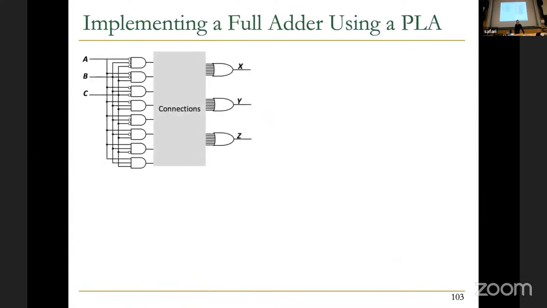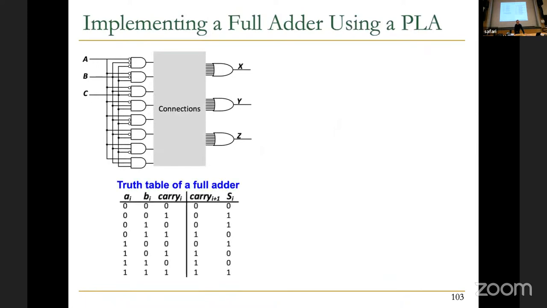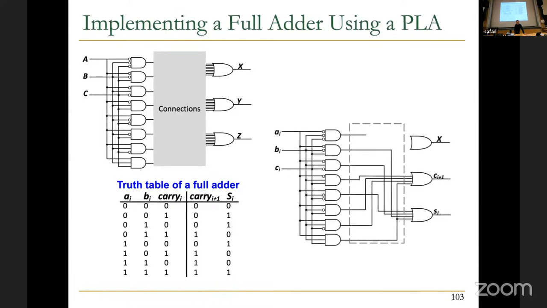I want to actually go to this example. So this was our PLA. How do we implement a full adder with this? Let's take a look at the truth table of a full adder. This is what we constructed earlier. Basically, you need to make sure that carry includes the min terms. What are the min terms? It should include 3, 5, 6, 7. So the AND gates that are generating the min terms 3, 5, 6, 7 should get connected to carry I plus 1. And I hope that's the case over here. I didn't verify it, but you can take a look.